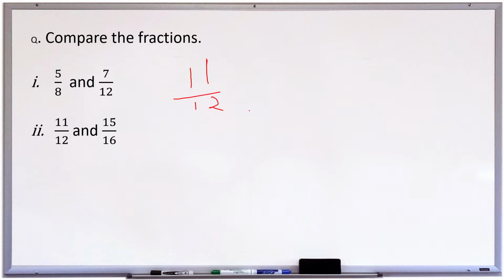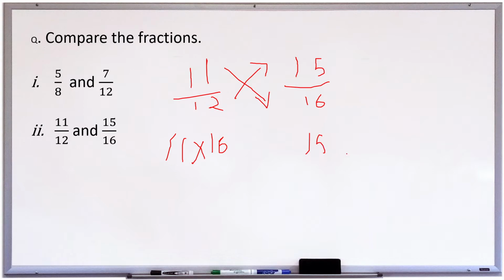11/12 and 15 upon 16. Cross multiply. Now 11 into 16 and 15 into 12. You will not write 12 into 15. That will create confusion.